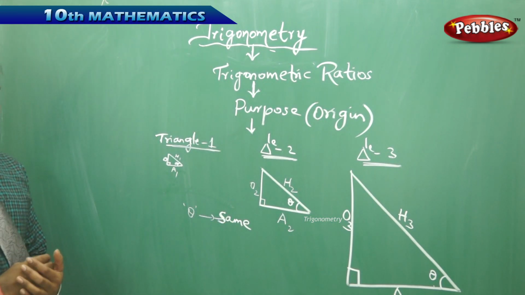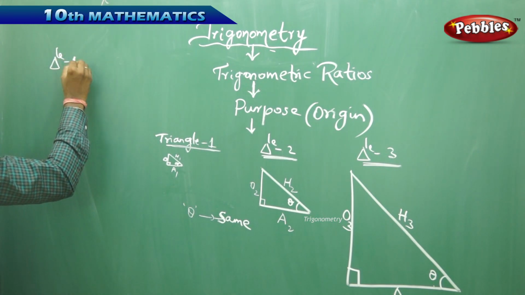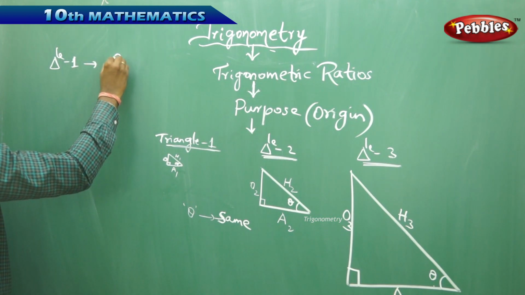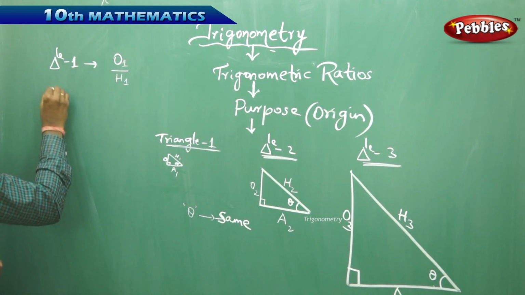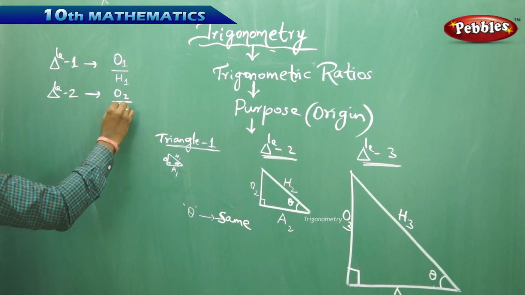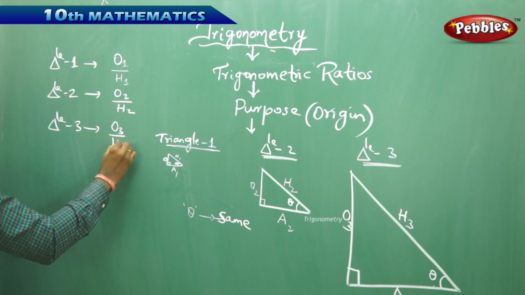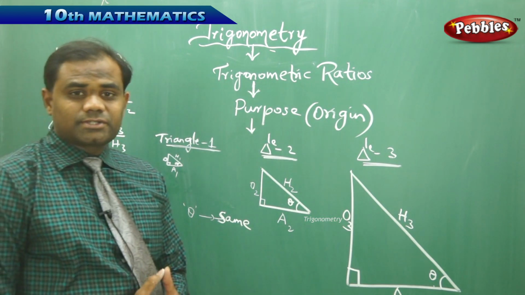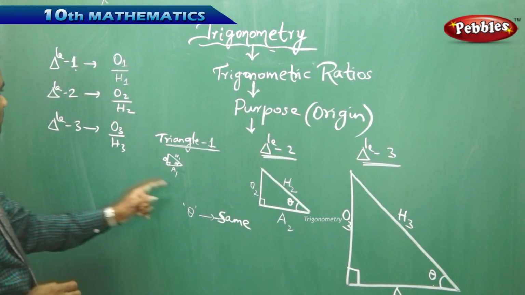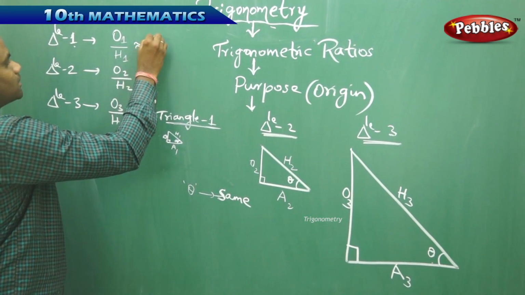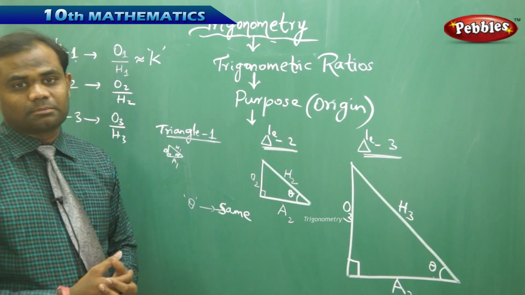So mathematicians started identifying for triangle 1, say I take triangle 1, I just divide opposite side with hypotenuse, and then for triangle 2, I just divide the opposite side with H2, and for triangle 3, I divide opposite side with hypotenuse. Interestingly, mathematicians found that for triangle 1, where the theta is same, O1 by H1 gave an approximate k value. When divided, it gave some decimal value which was denoted with some k.